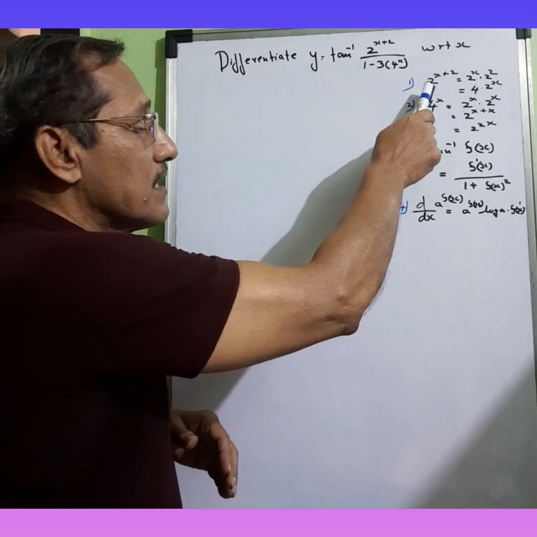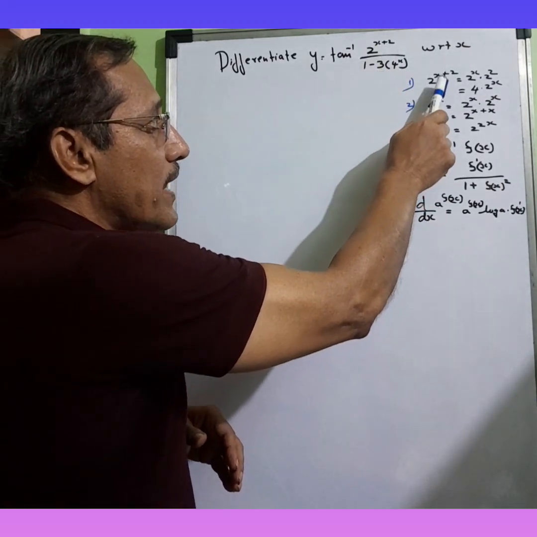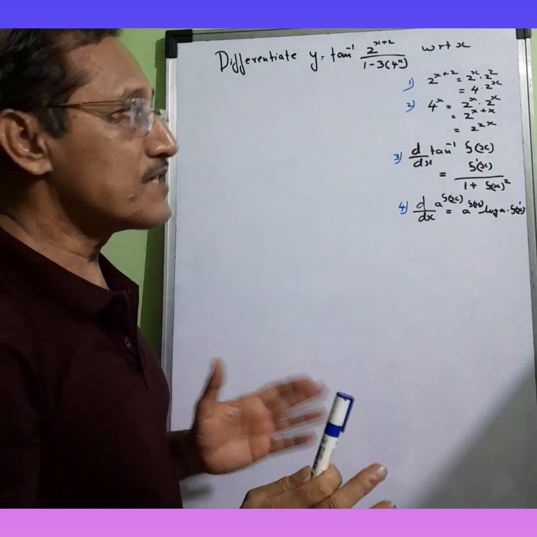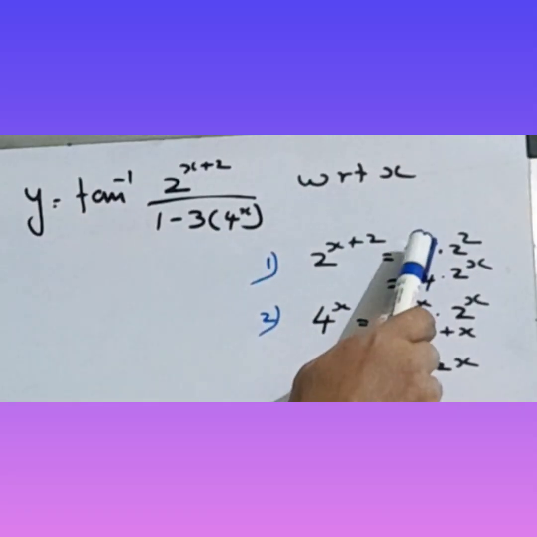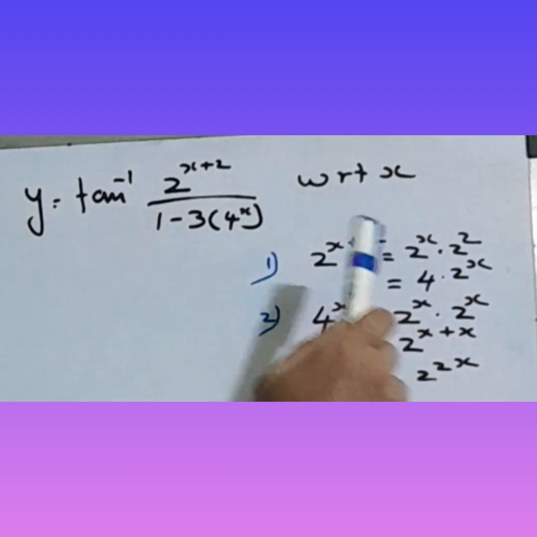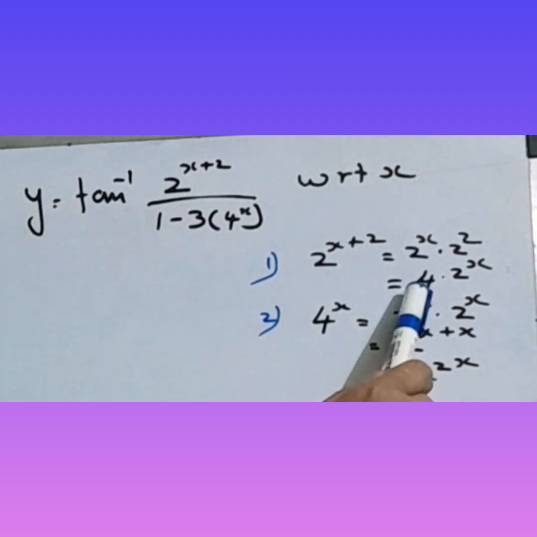Now this 2 raised to x plus 2. What does it mean? It means 2 raised to x into 2 raised to 2. Now 2 raised to 2 is 4. So this actually means 4 into 2 raised to x.